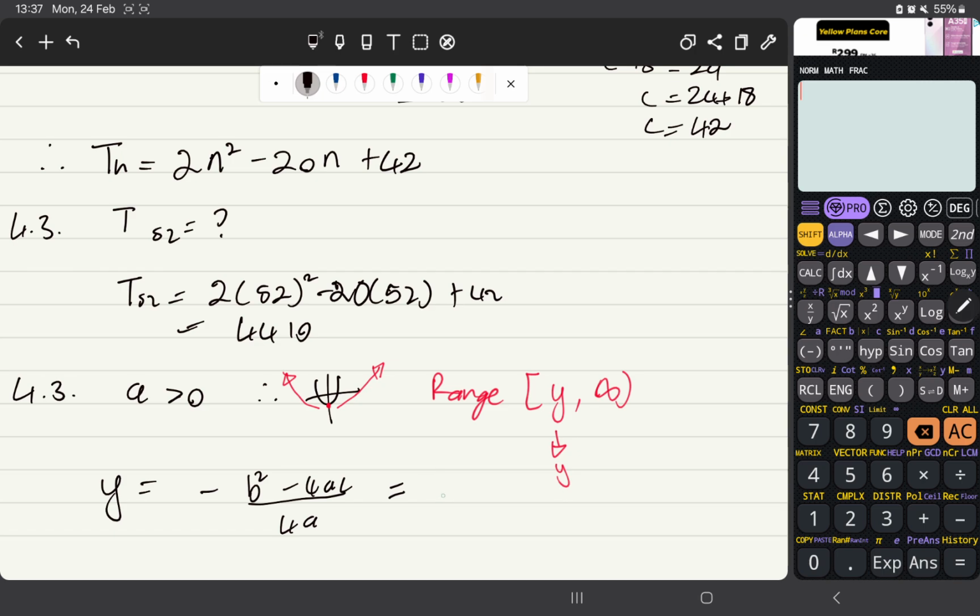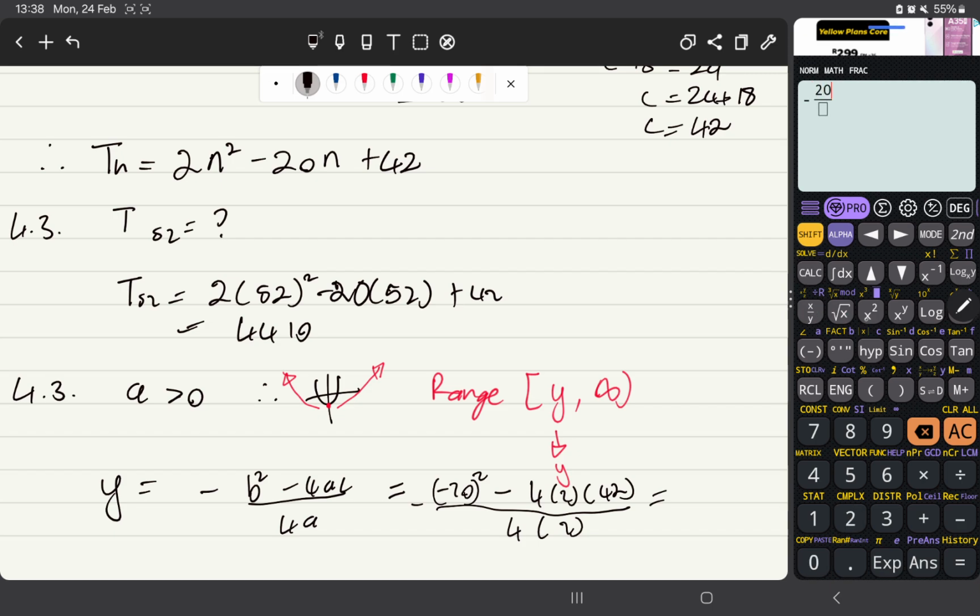Your b here is minus 20, so you have minus 20 squared, there's a negative, then you have minus 4a, which is 2, c, which is 42, divided by 4 into a, which is 2, right? You put that in a calculator.